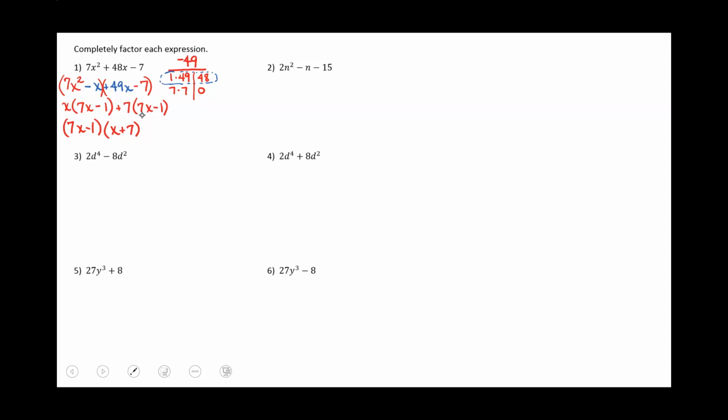Put your finger over the two 7x minus 1s, and what you're left with is your other factor, x plus 7. All right, so here are just a few additional problems to practice with, just some more examples from what we did today. If you want to pause the video right here and try these and then turn it back on again, the answers step by step will be there for you to check your work.